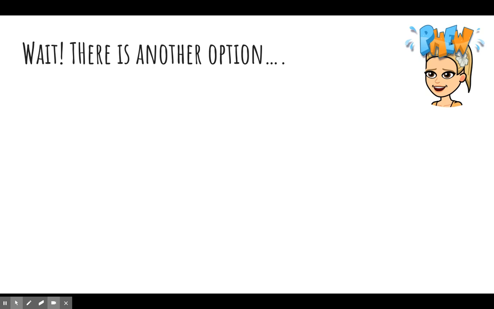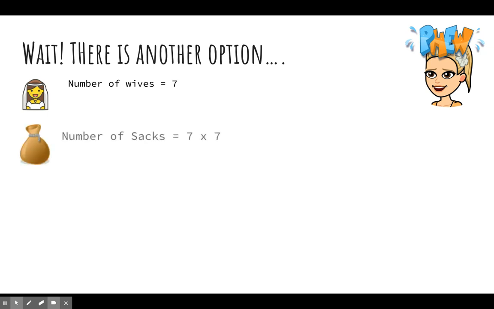So good news is there's another option. One of the things that we can do is we can look at what's called exponents and using powers in order to solve this problem. So the number of wives is 7. The number of sacks is 7 times 7 because each wife had 7 sacks. So we have to multiply those together. Now, each of those sacks has 7 cats. So we have to multiply the number of wives times the number of sacks times the number of cats in each one of those sacks to determine the number of cats.